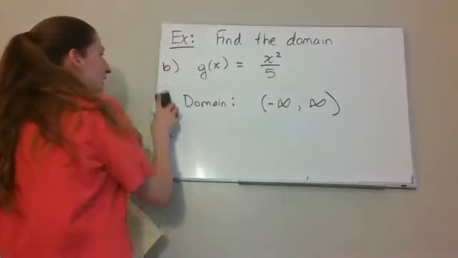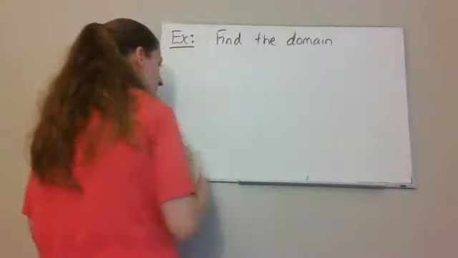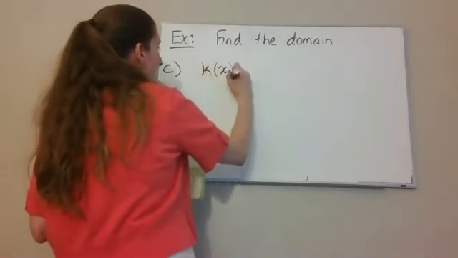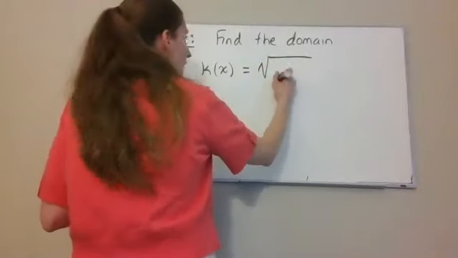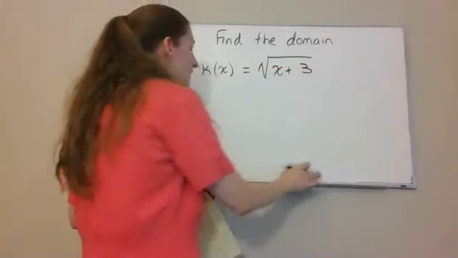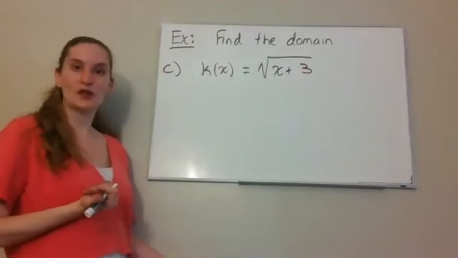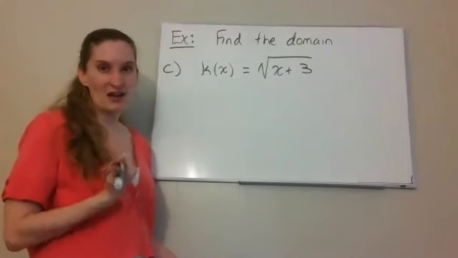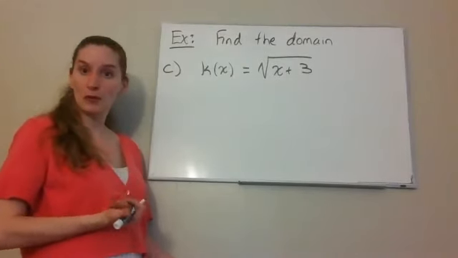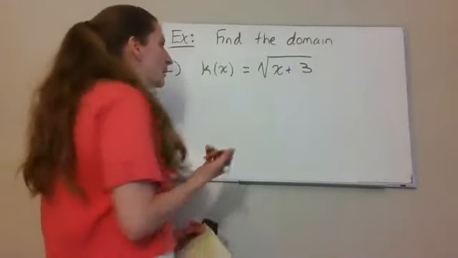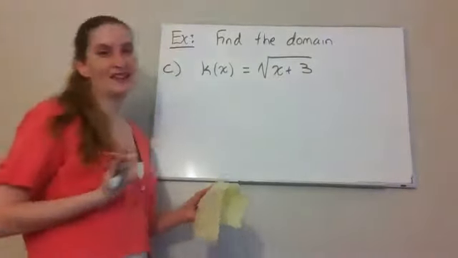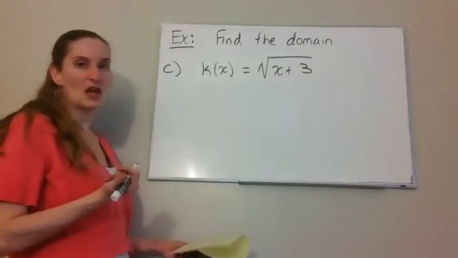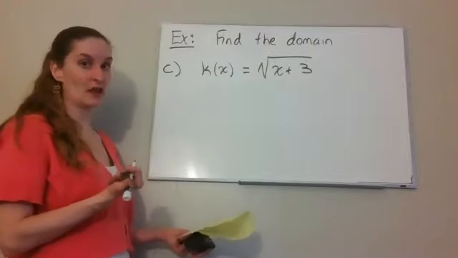Last example, finding the domain from an equation. Let's have the function k of x equals the square root of x plus 3. Now, this time we have to be concerned about taking a root of a negative number. This is a square root problem. We cannot take a square root of a negative when we're working with real numbers. So I'm going to need to make sure that this x plus 3 is not negative. Do I have to worry about dividing by 0 in this problem? No, I don't have any division at all, so that's not a concern.